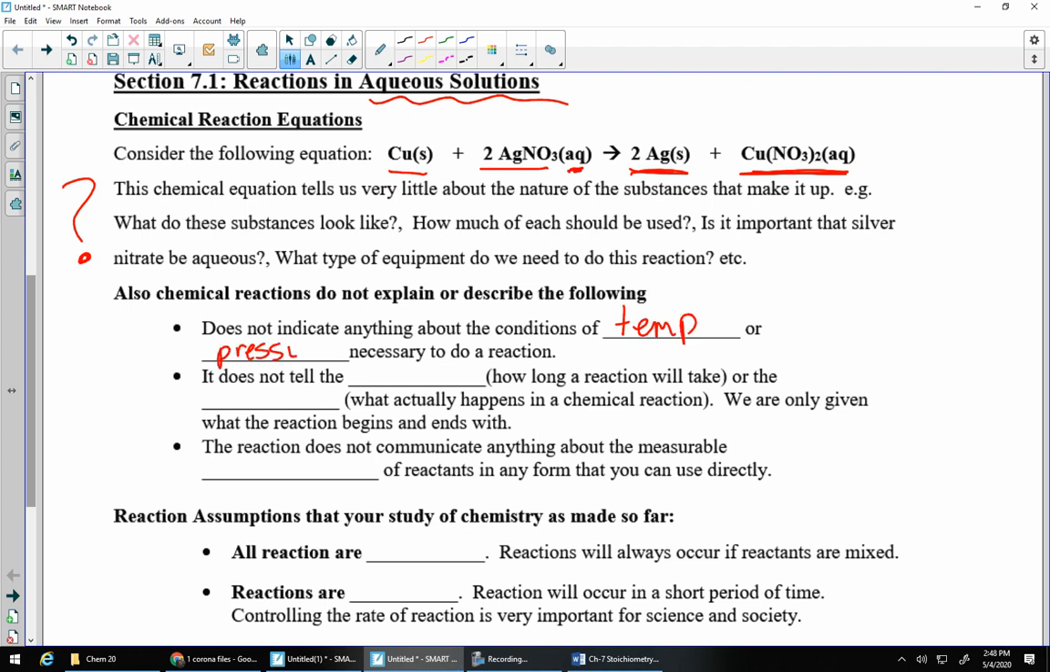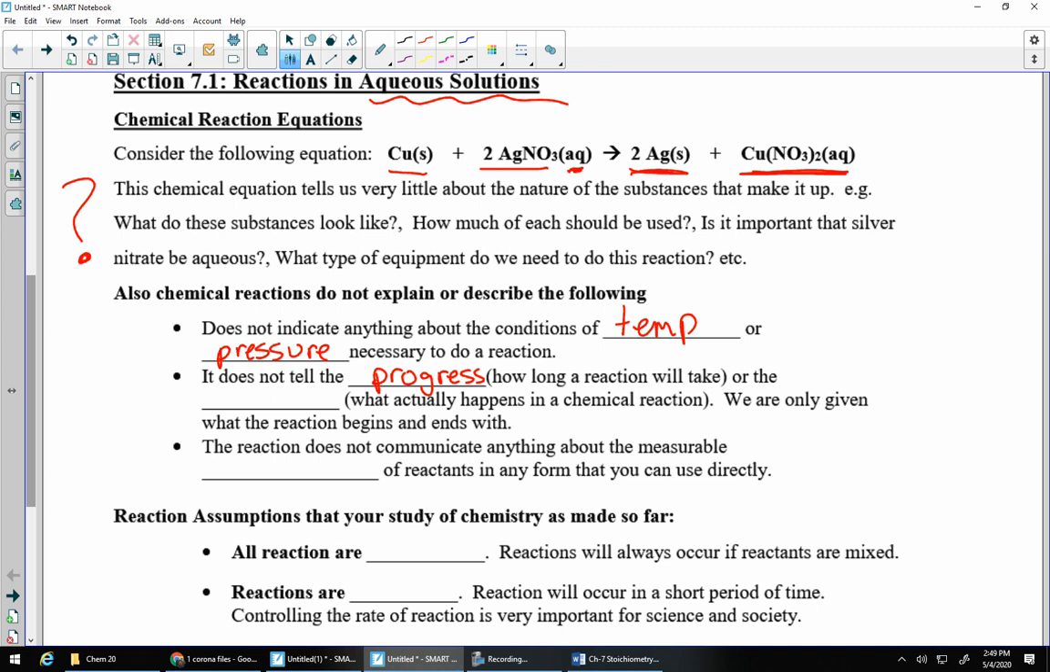that it needs to happen at. And some chemical reactions need to happen at high temperatures or high pressures, or they just won't happen at all. It doesn't tell us anything about the progress. So that's how long the reaction takes. Is it very, very fast? Is it very slow? Some of them are almost instant. Others might take years. So just think about a car rusting, right? A car rusting, well, it's a chemical reaction. It could take years and years and years for that chemical reaction to actually happen.